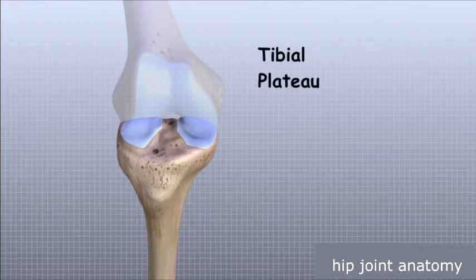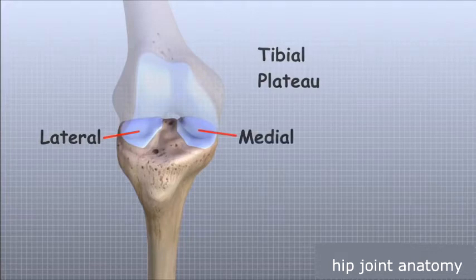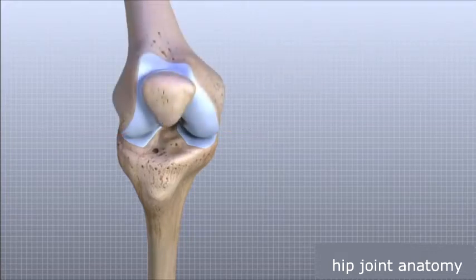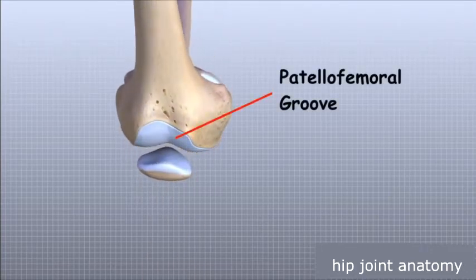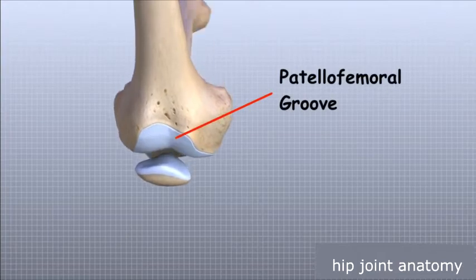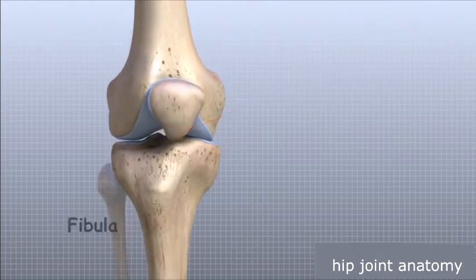To the lateral side is the lateral tibial plateau, and to the medial side is the medial tibial plateau. The patella glides into a groove made by the two femoral condyles called the patellofemoral groove. The small bone fibula is not really a part of the knee joint. It just connects to the top of the tibia where it moves very little.